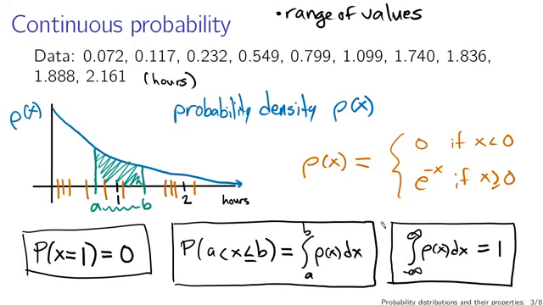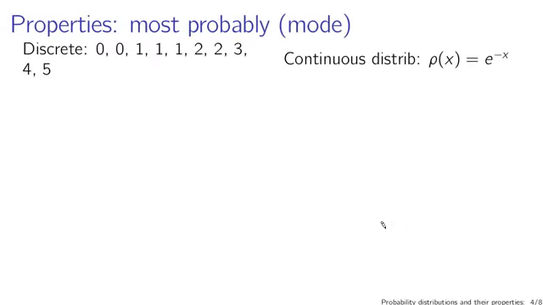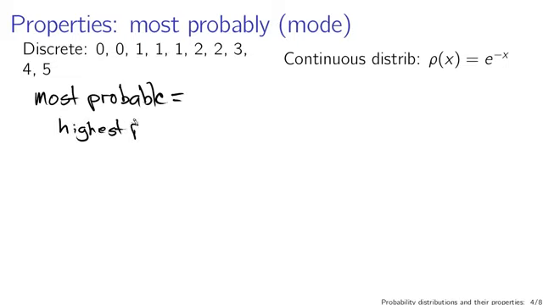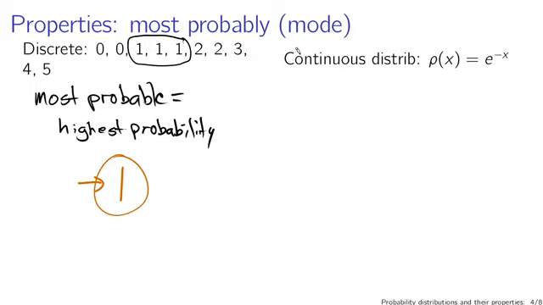Now, what are those properties? Well, the most basic property that you can think of is probably the most likely outcome. In the case of a discrete probability distribution, this is just the most probable. What that means is that you've got the highest probability. And in this case, that means it's just the outcome that occurs the most times. In this case, 1. So our most probable outcome here is 1.